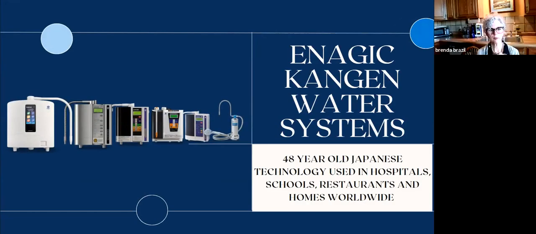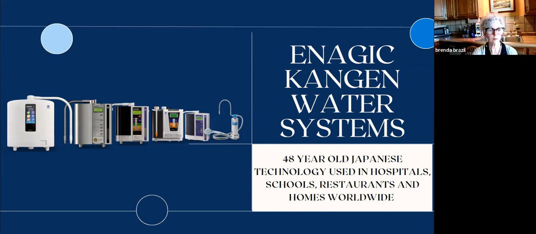So there's not just one machine, there's lots of different systems. This is a 48-year Japanese technology. And it was used where it was conceived. They had these big, huge ionizers in the hospitals. And so the founder of Enagic developed it so that people could have it in their homes, because they were using it for sanitizing their medical equipment. They were giving it to patients instead of soda or what have you, because in the hospitals here, they give you pop, and it's very acidic and it's not very good for you. And they were doing so many things with this water in Japan. And so now they're in hospitals, schools, restaurants, and homes worldwide, global.